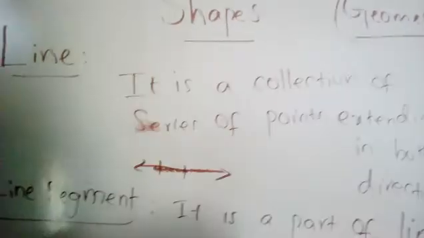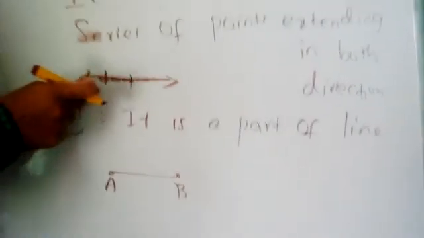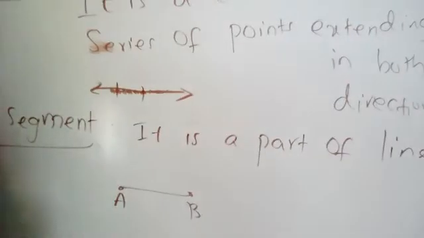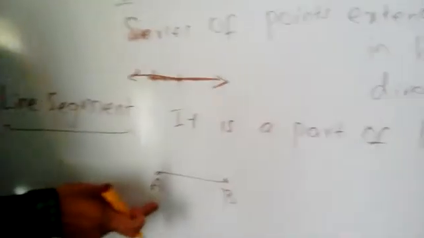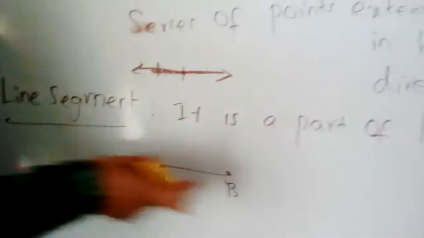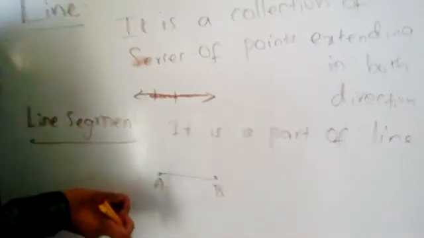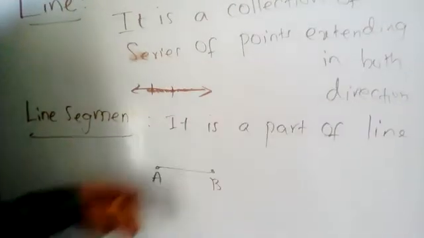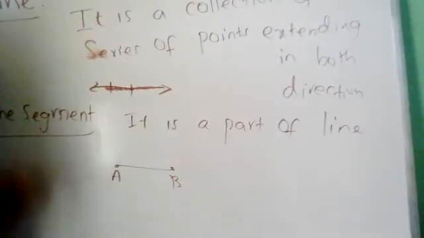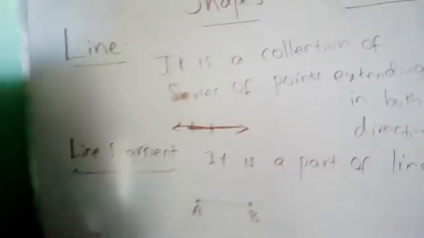A line contains an infinite number of points. A line segment also contains an infinite number of points, but a line does not have an end; it cannot end. A line segment has two ends. It has a definite length. We are able to measure it with our scale, tape, whatever it is. So, line segment.